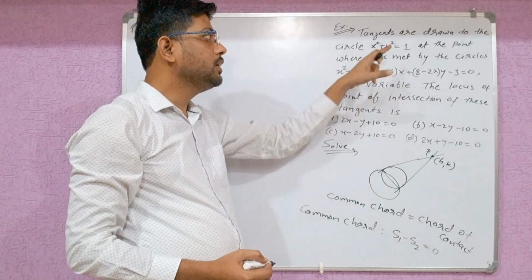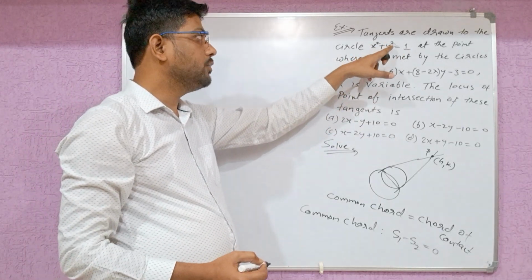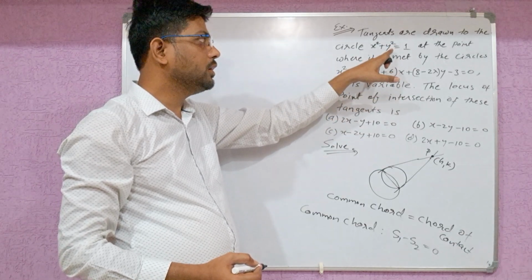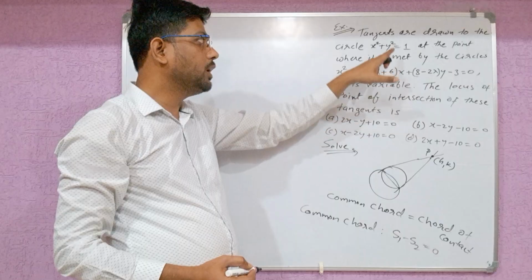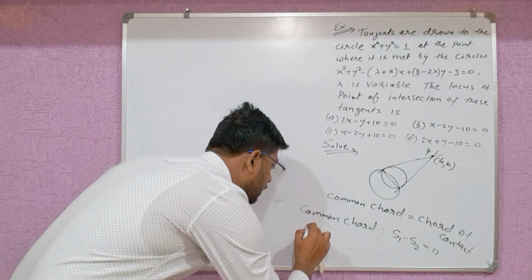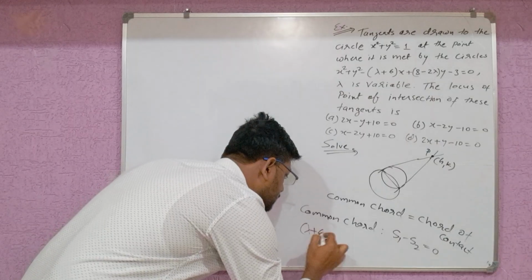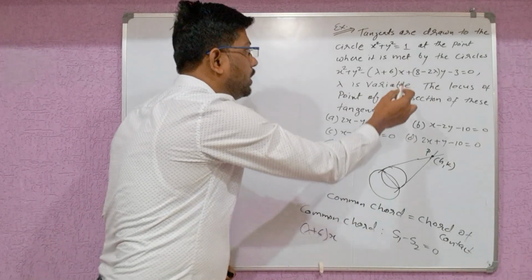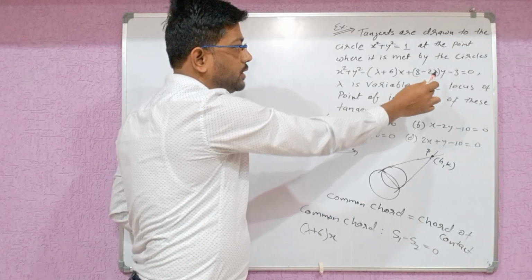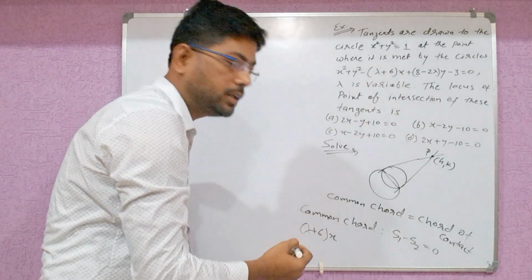I'll take this side. And here there is no coefficient of x, so I'll take that as 0. So 0 minus this, so I'll get lambda plus 6x. And this will be minus of 8 minus 2 lambda y, so I am writing 2 lambda minus 8.